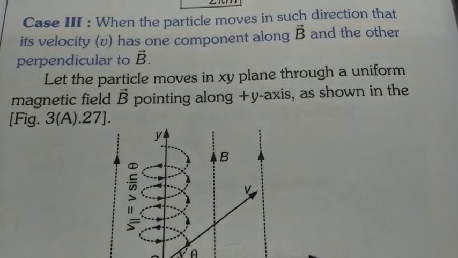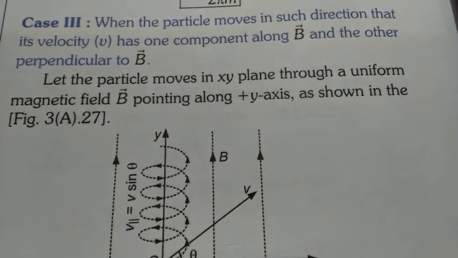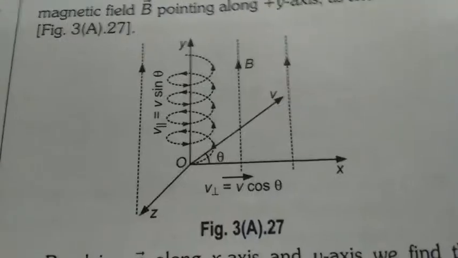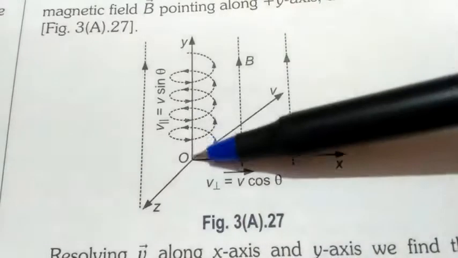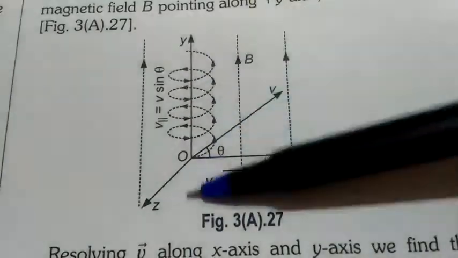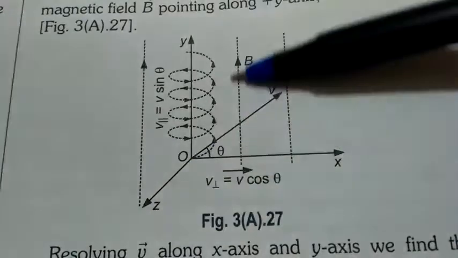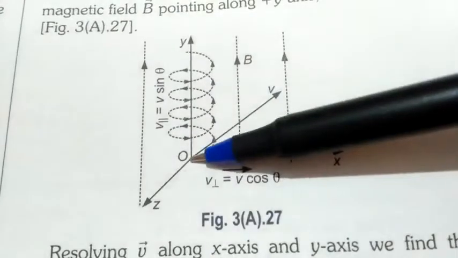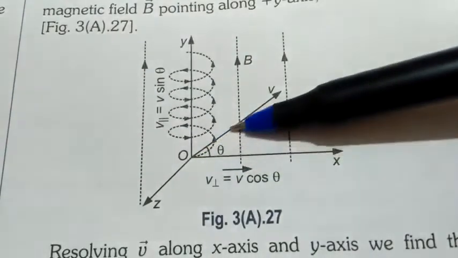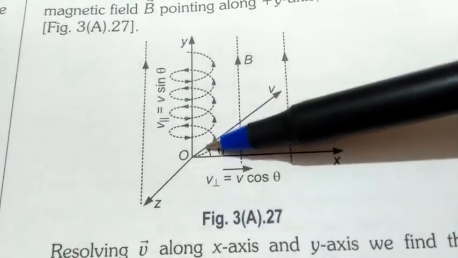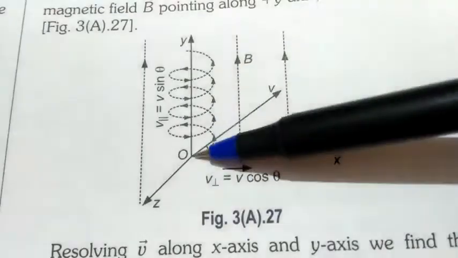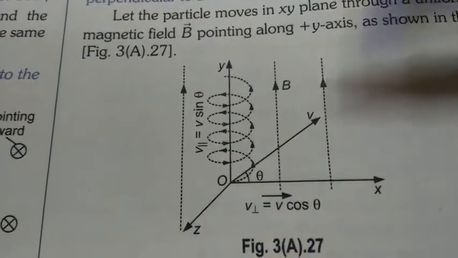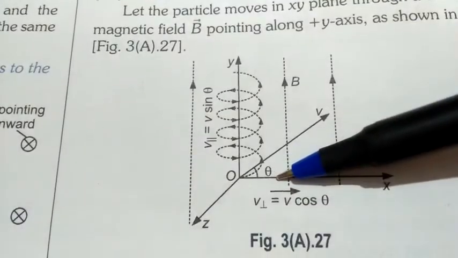So let the particle move in the xy plane through a uniform magnetic field B pointing along the y axis, the plus y axis. Here in this figure you can see x axis, y axis and z axis, and this is the direction of the magnetic field along the plus y axis. And this is the direction of motion of the particle, theta you can see here. So now suppose the particle is moving in the xy direction, making an angle with the horizontal.